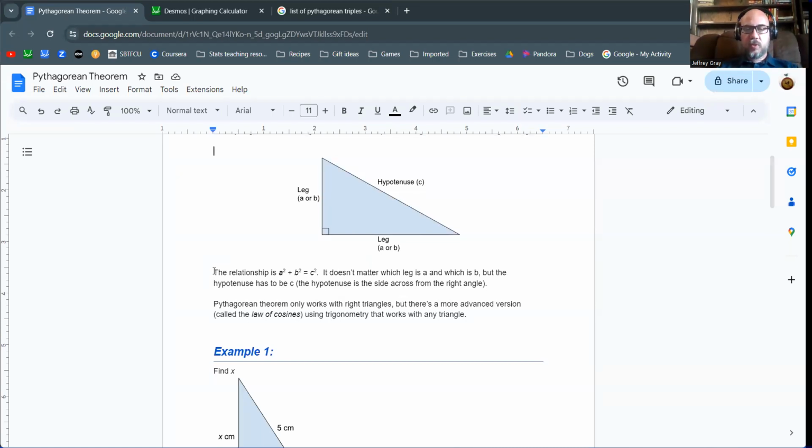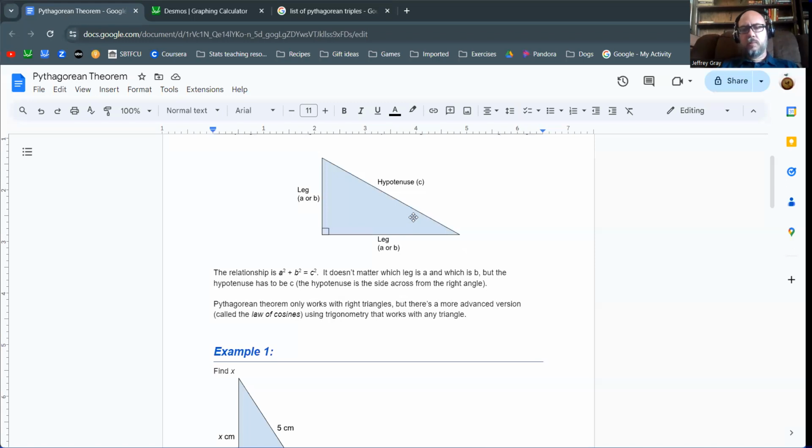The relationship is this one: a squared plus b squared equals c squared. A and B are the legs and C is the hypotenuse. It doesn't matter which leg is A and which leg is B. You can label them either way, or switch them if you want. But C has to be the hypotenuse, the longest one. The Pythagorean theorem only works with right triangles, but there is a more advanced version called the law of cosines once you know trigonometry. That's a later class.